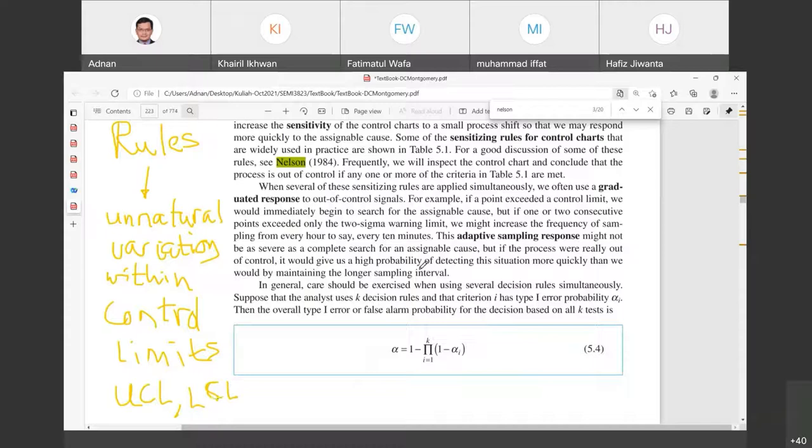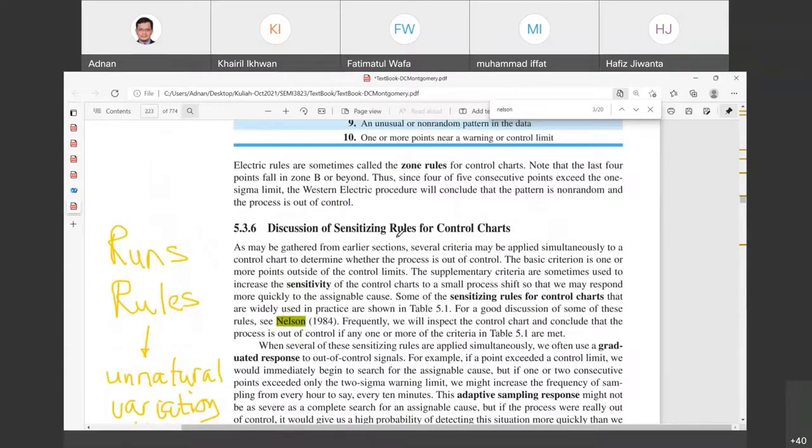The rules, in your e-book they call it sensitizing rules. This is like runs rules, same thing, runs rules or sensitizing rules. Why do we use these rules? To make the control chart more sensitive. Having sensitizing rules makes the control chart more sensitive. So there are Nelson's runs rules, which are some variations of the rules.